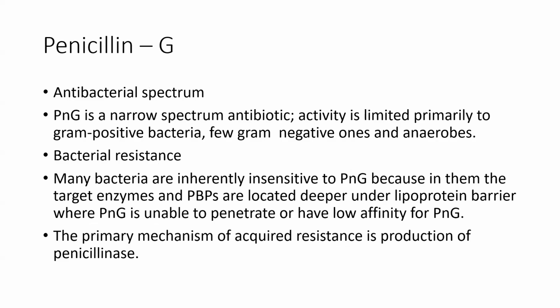Now about penicillin G. Penicillin G is a narrow spectrum antibiotic and its activity is limited primarily to gram-positive bacteria and a few gram-negative ones. Now about bacterial resistance: many bacteria are inherently insensitive to penicillin G because in them the target enzymes and penicillin binding proteins are located deeper under a lipoprotein barrier where penicillin G is unable to penetrate, or they have low affinity for penicillin G. The primary mechanism of acquired resistance is the production of penicillinase.